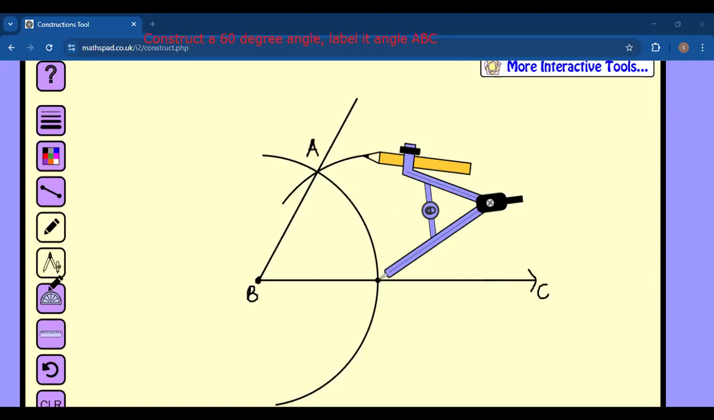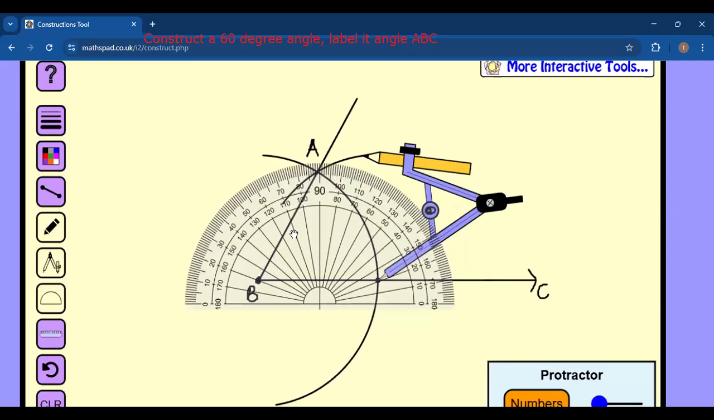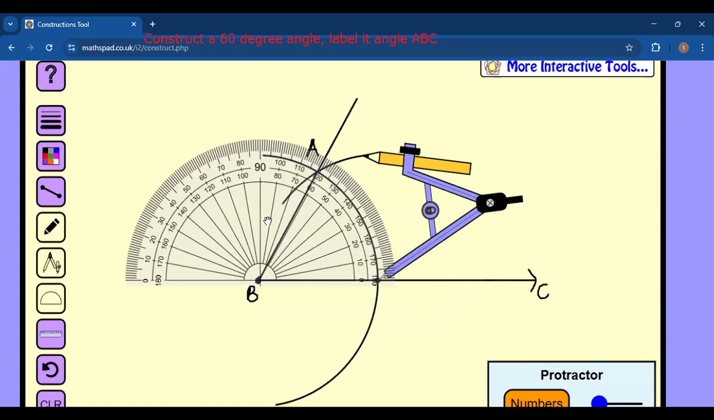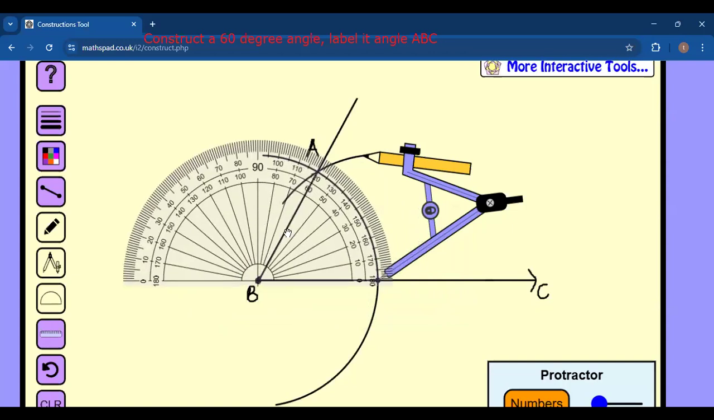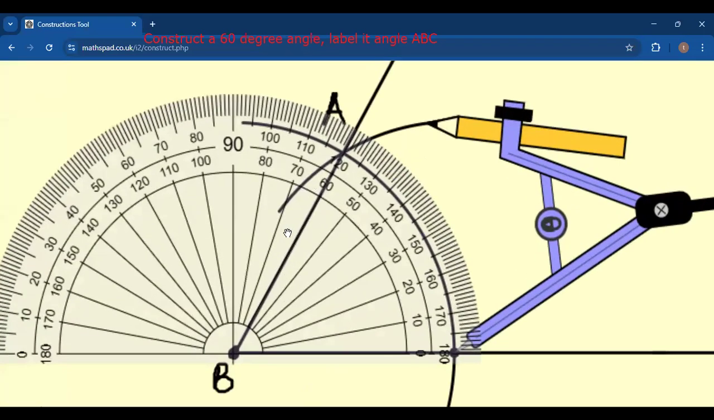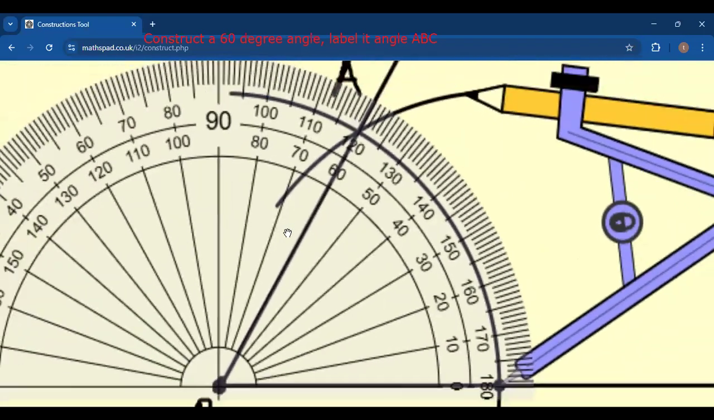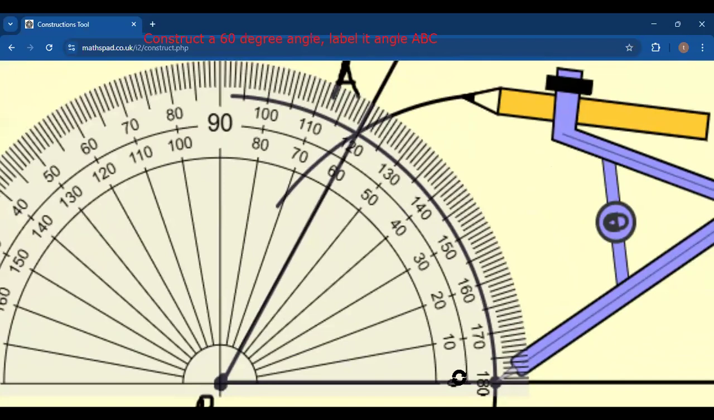But let's check. We have to verify, right? We can't just say it's 60 degrees. We have to verify. So if we go here, we have to verify that it's 60 degrees. So that's right. We have to verify first. So this is what? 0, 10, 20, 30, 40, 50, and 60.